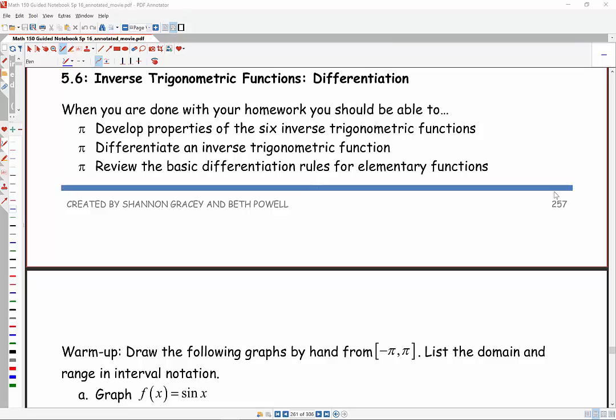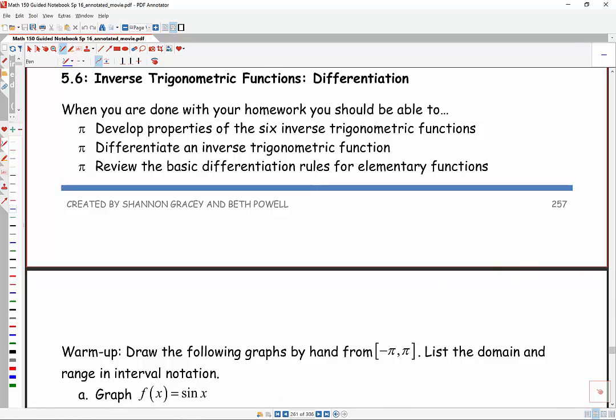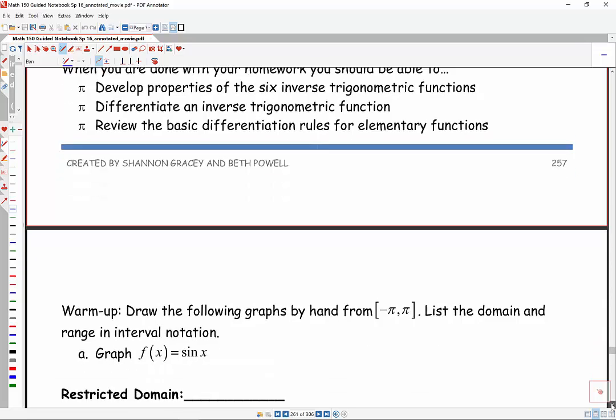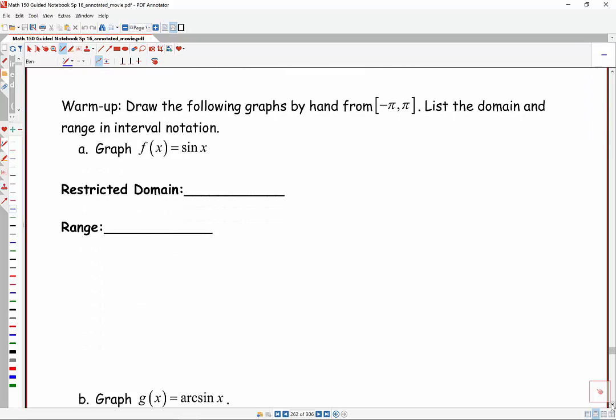All right, so what I have found in my time as a teacher of calculus is that folks have not quite remembered their trig very well, especially not the inverse trig stuff. And it's important that you understand this.